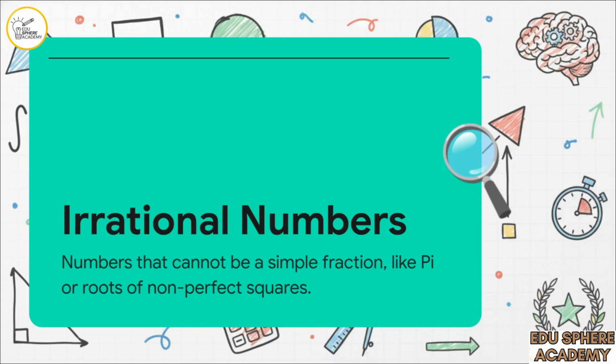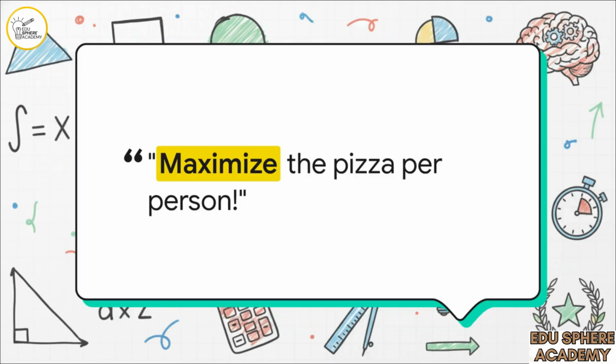Easy, easy points. Okay, when it comes to calculating upper and lower bounds, I want you to remember just one rule: maximize the pizza per person. Seriously, let's talk about limits of accuracy for a second. If you need to calculate the maximum possible value of a fraction, say the upper bound of distance divided by time, think of it exactly like sharing a pizza.